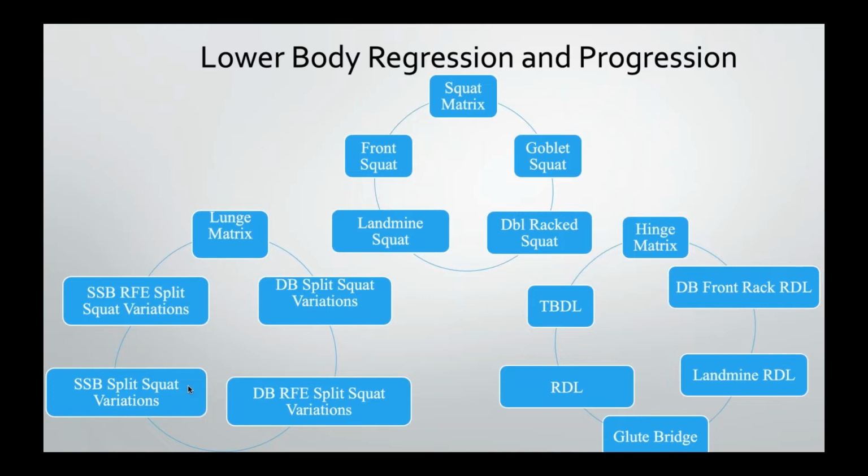And then the hinge matrix, very similar to the squat matrix as far as the footprint. The only thing that's different now is that you're hinging. From there we have our dumbbell front rack RDL that we love to utilize when we're teaching our guys how to hinge. Landmine RDL, we're going to glute bridge in some way, shape, or form, whether it's bilateral or unilateral. We're going to RDL, and with our RDL variations, that can change with our footprint. And then we can trap bar deadlift, which will change with our footprint as well over time.